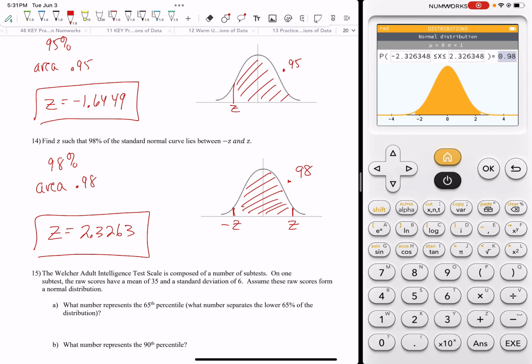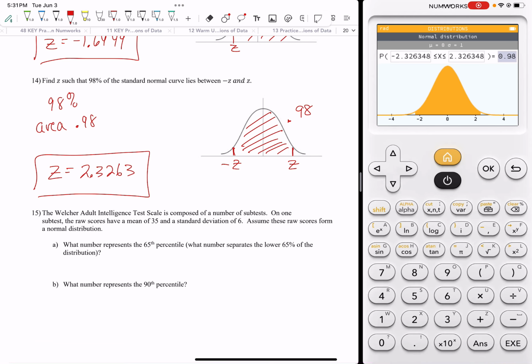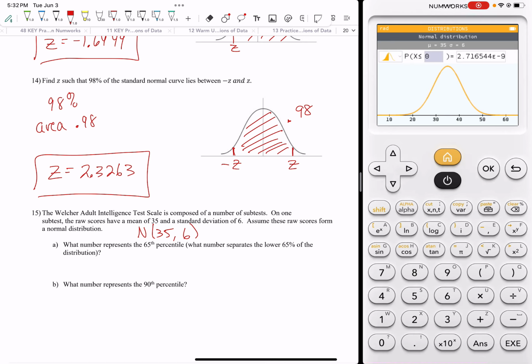All right, the last question. We have this adult intelligence test scale. On the subtest, the raw scores have a mean of 35 and a standard deviation of 6. Assume these raw scores form a normal distribution. Okay, so right away, going back, I'm going to change my mean. I'm going to change my standard deviation. Okay, what number represents the 65th percentile?